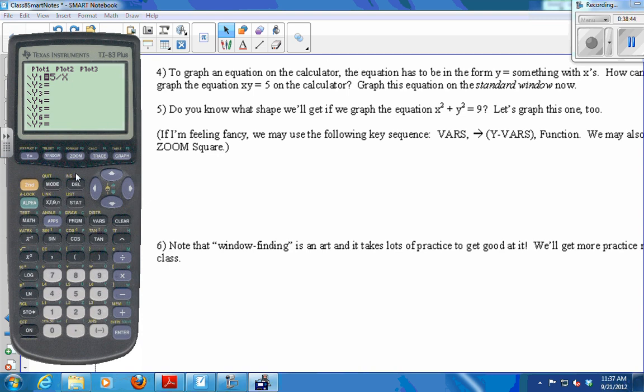So let's see what this looks like. We'll start with a standard window, and you get that by pressing zoom 6. And that gives you the -10 to 10, -10 to 10. Fancy picture. So that's a pretty decent window. We can just leave it like that. So in your groups, I want you to try to graph x squared plus y squared equals 9.